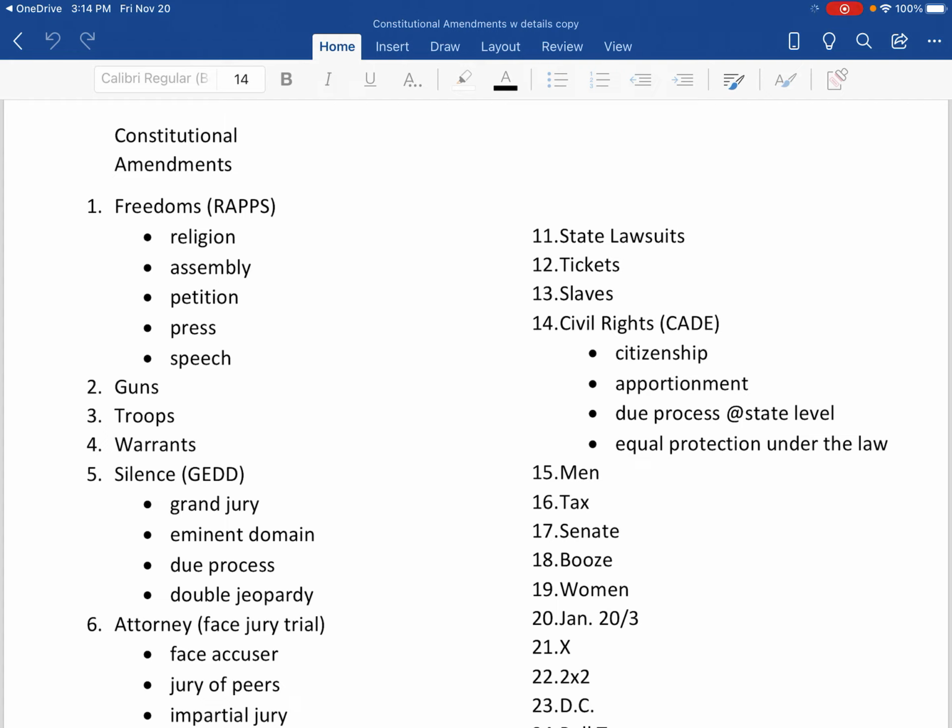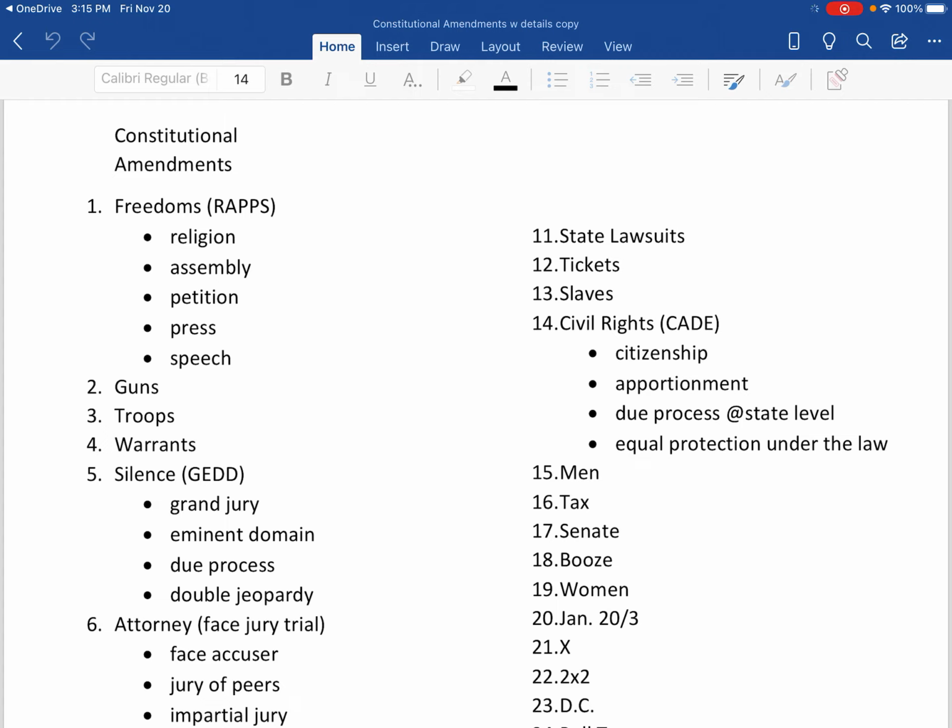So let's start with the way we remember: freedoms, guns, troops, warrant, silence. The first 5: freedoms, guns, troops, warrant, silence. Start saying those to yourself. So freedoms, we remember the acronym RAPS. And freedoms is really basic: religion, assembly, petition, press, and speech. The freedom to assemble, the freedom of religion. And obviously this comes, probably, freedom of speech even. This comes at the very beginning when there were problems with King George and Great Britain.